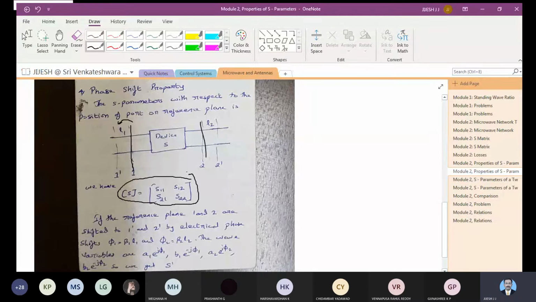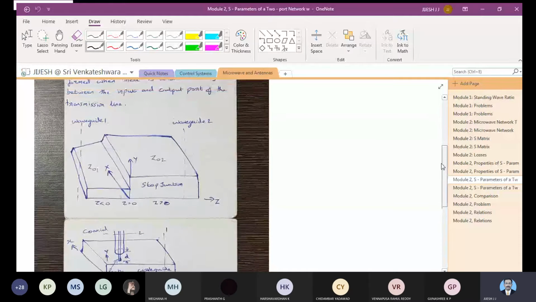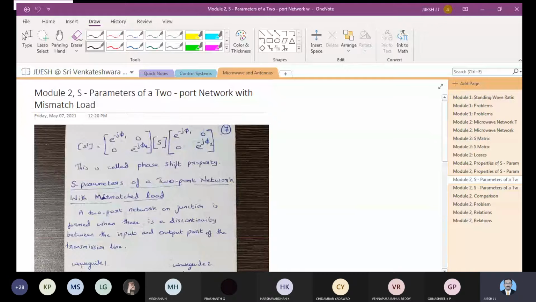Okay, if you have completed, we'll move on with the equation for that. This is the phase change which you can observe when it is S dash. This is called the phase shift property, where you can see e to the power of minus j phi 1, 0, 0, e to the power of minus j phi 2. This matrix as well as this matrix get involved when you consider the phase change. So these two matrices, e to the power of minus j phi 1, 0, 0, e to the power of minus j phi 2, and matrix S, then you have e to the power of minus j phi 1, 0, 0, and e to the power of minus j phi 2. So this is called the phase shift property.